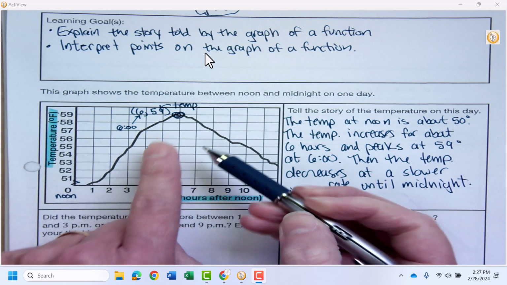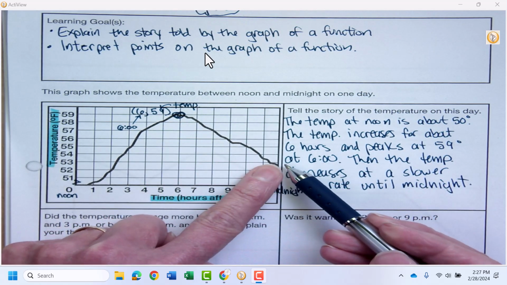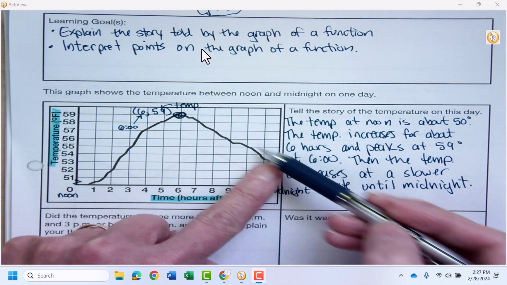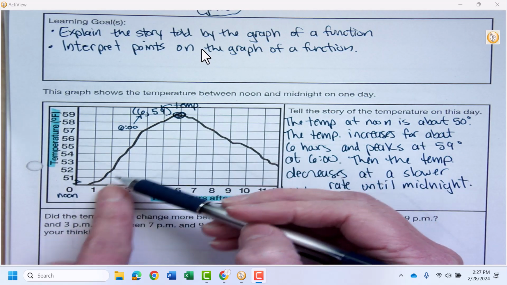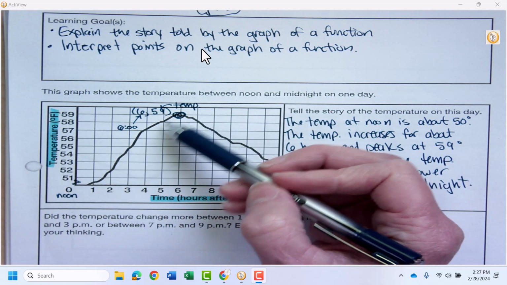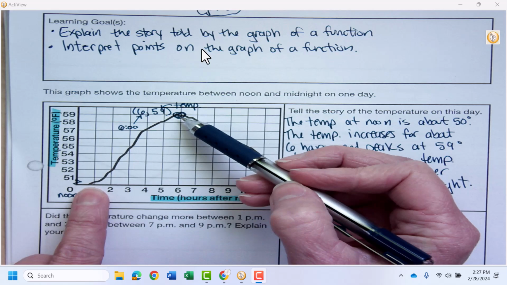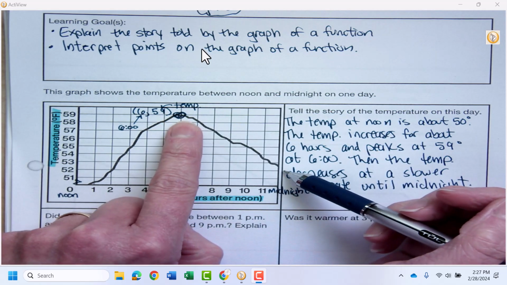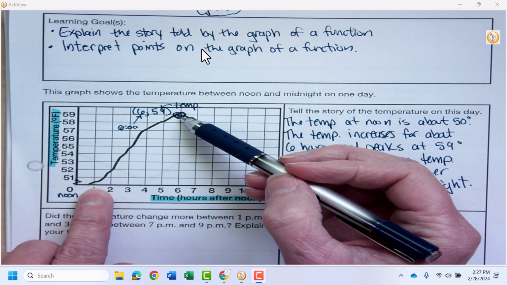And I can tell that it's decreasing at a slower rate because this line isn't quite as steep as this piece of the line. I know they're not straight lines, but on average, this one's going up faster than this one's going down. It's covering more temperature in a shorter amount of time.